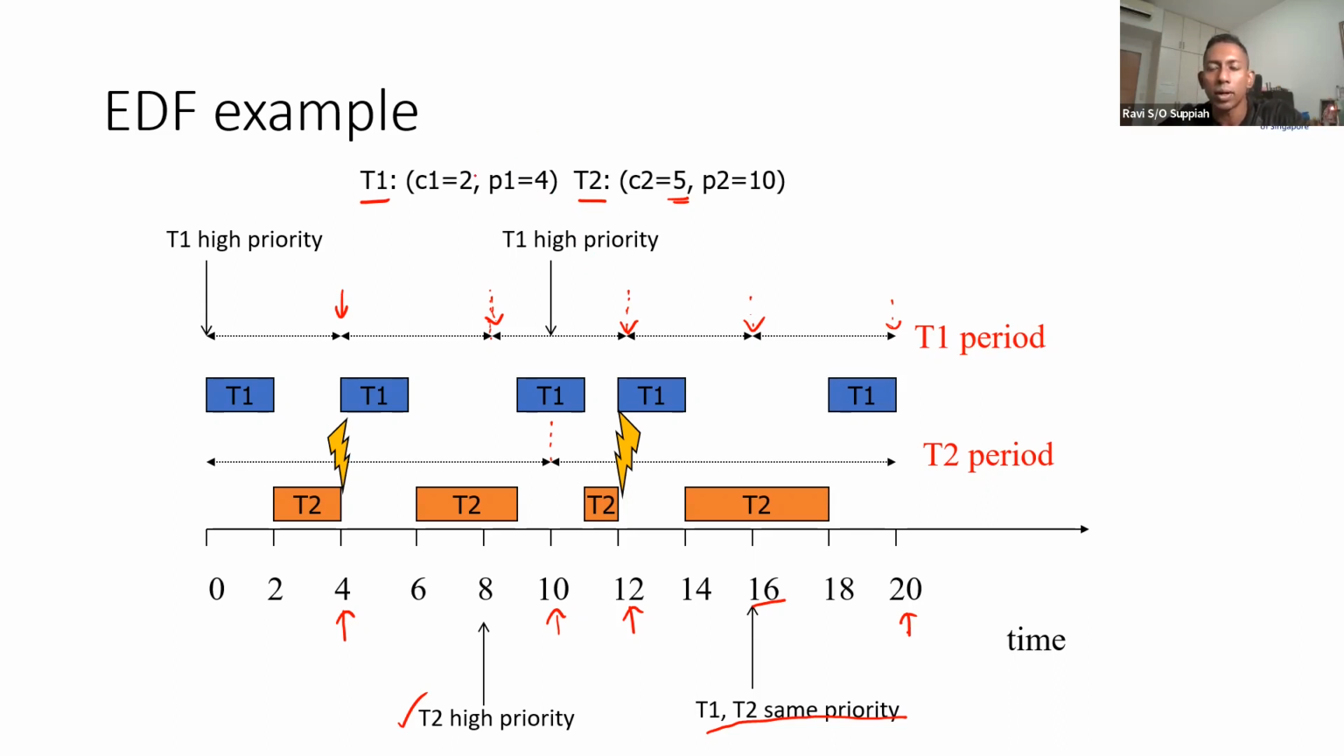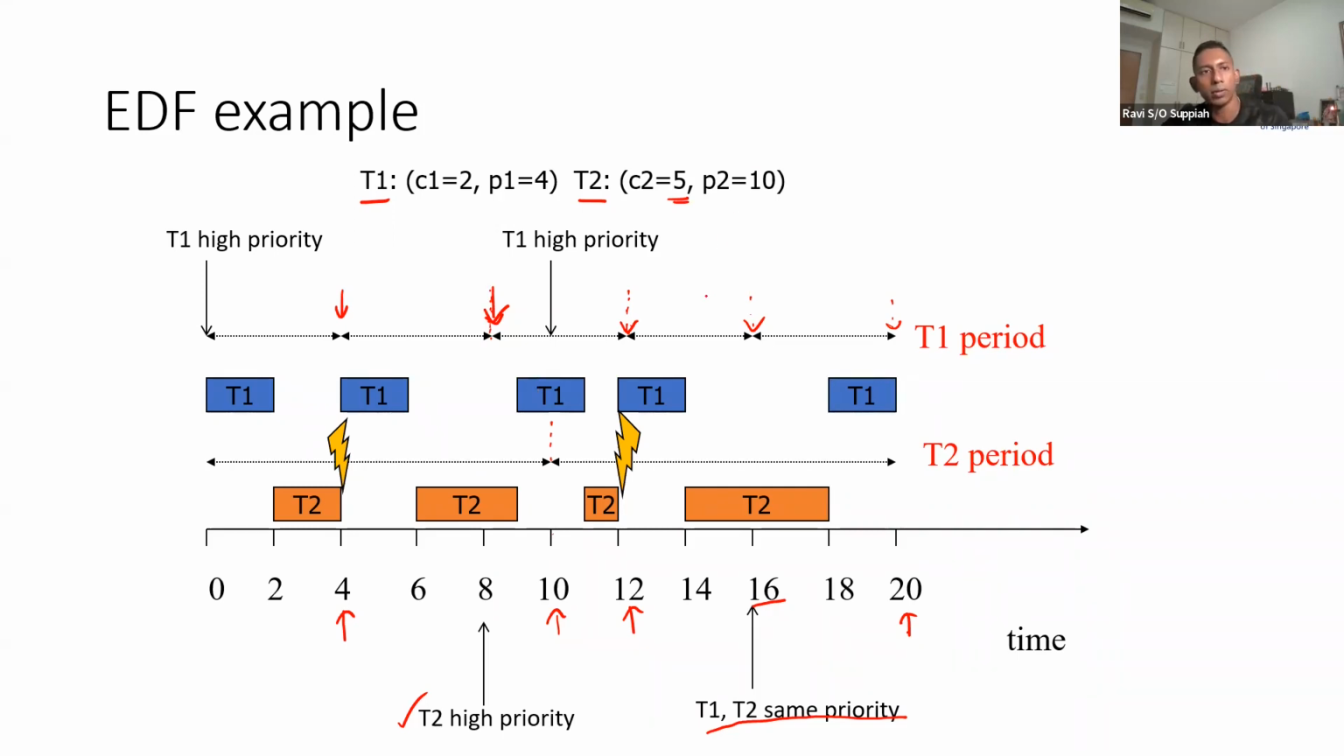There's a question why the third instance of T1 is not executed at t equals 8. Because at time t equals 8, when the next T1 instance is launched, the deadline for T1 is 4 units away, which is at time t equals 12. But the deadline for T2 is 2 units away at time t equals 10. So since the deadline for T2 is earlier, T2 will carry on, and only then will you switch to T1.